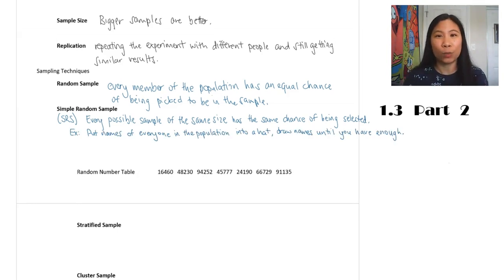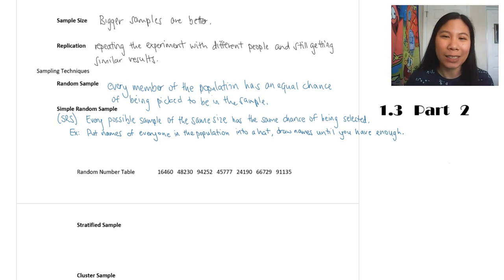And the easiest way to do this is to put the names of everyone in the population in a hat, and then keep drawing out names until you get enough people to be in your sample. This is the simplest way, but it's actually not really realistic. If our population is all Americans, how are you going to get every single American's name into a hat? Maybe a giant bucket, but even then, that's too many names.